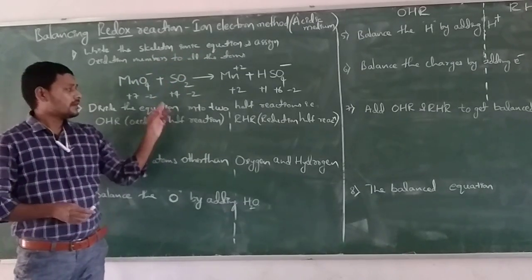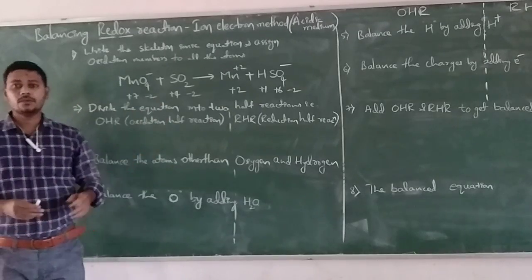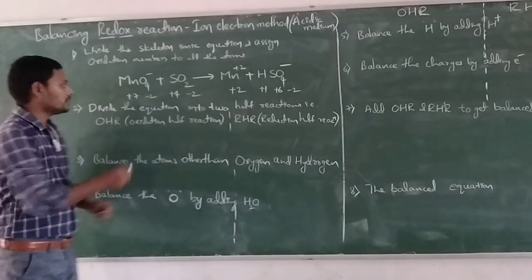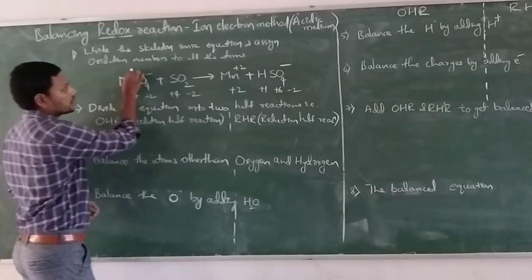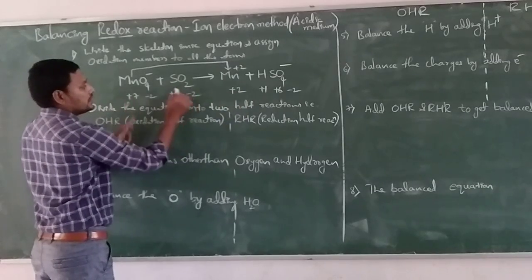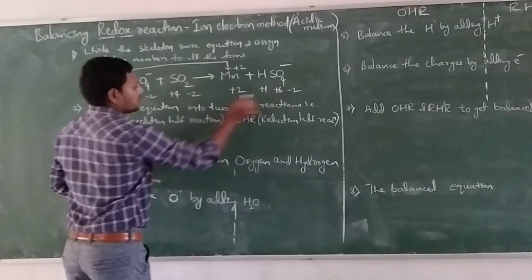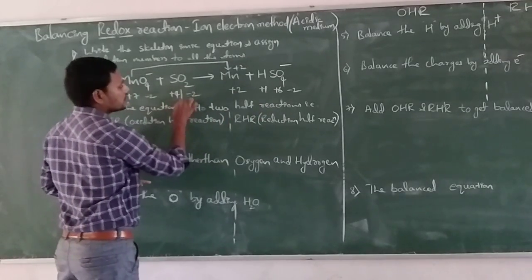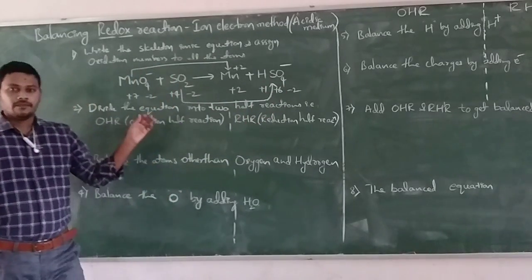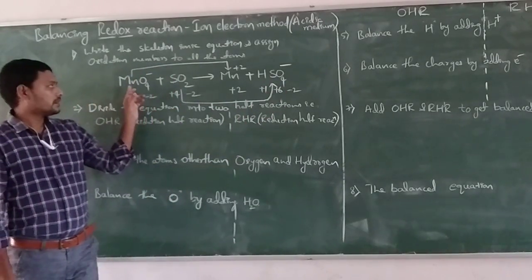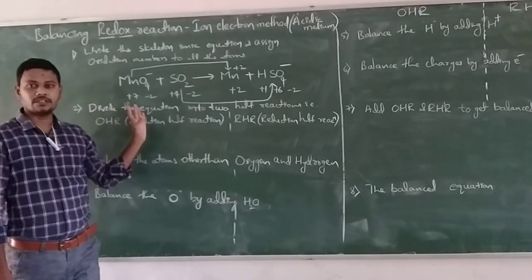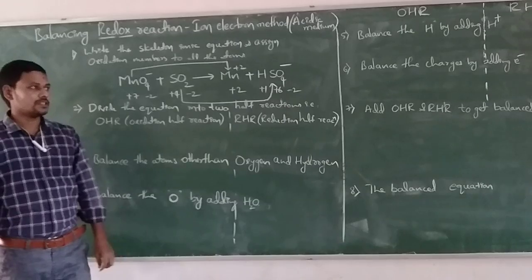Then we have to identify the atoms whose oxidation number changes from reactant to product. See here, manganese is plus 7 here, plus 2 here. The oxidation number changes. Sulfur is plus 4 here, plus 6 here. Remaining all are the same, but these change. We identified the atoms whose oxidation number changes: manganese and sulfur.